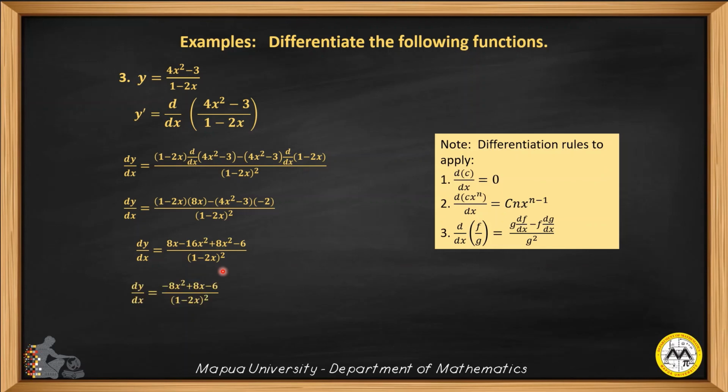So simplify the terms of the numerator by combining similar terms together. This will give us now negative 8x squared plus 8x minus 6 all over the square of 1 minus 2x. Or you may write it as the product of negative 2 with 4x squared minus 4x plus 3 divided by the square of 1 minus 2x.